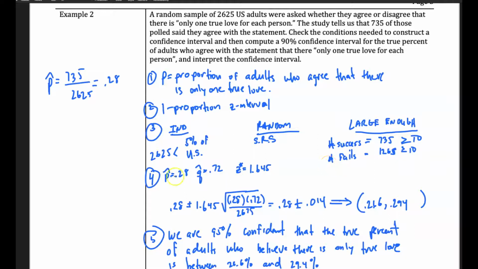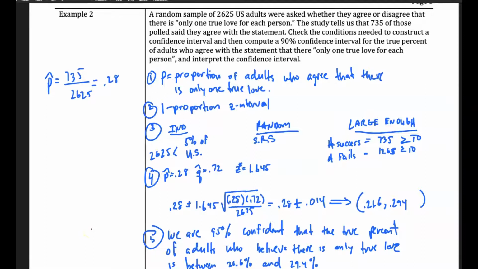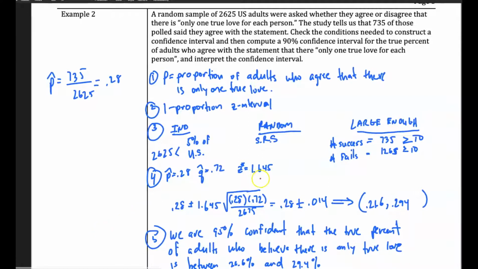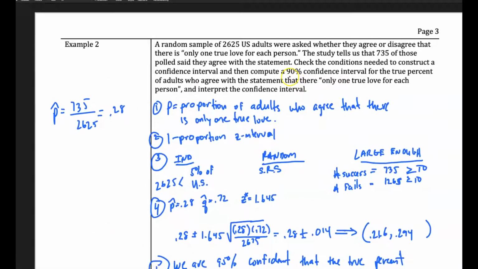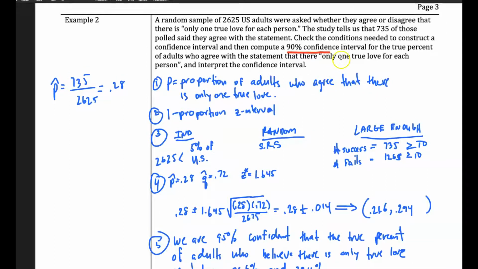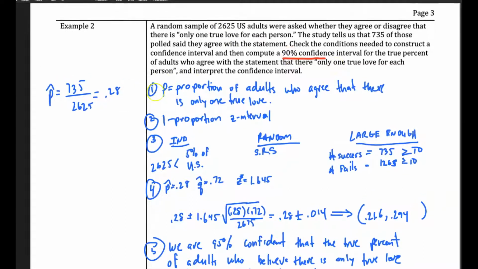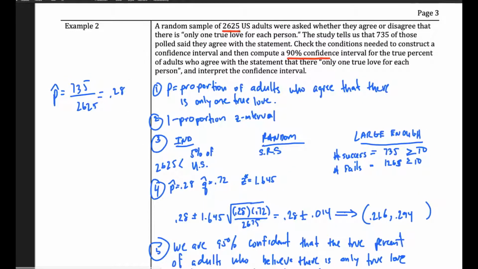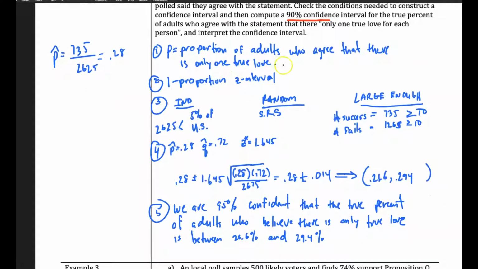So let's go ahead and take a look at another example of a confidence interval for a proportion. Again, this one is a 90% confidence interval. I'm going to just let you look through this here. But again, we're trying to estimate the proportion of people who think there's only one true love for each person. We surveyed 2,625 U.S. adults. You can see what we're trying to estimate.